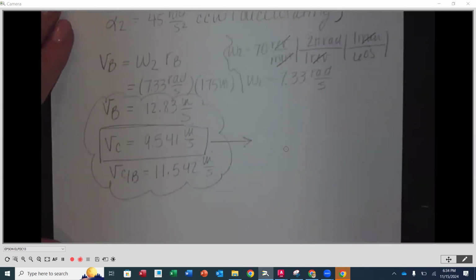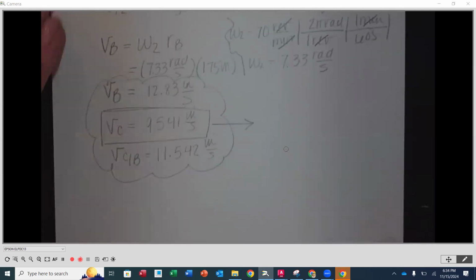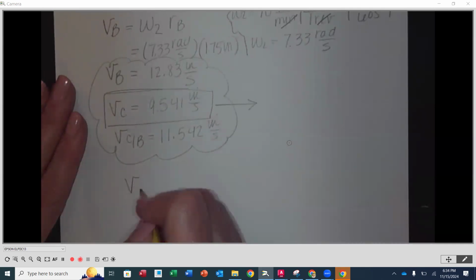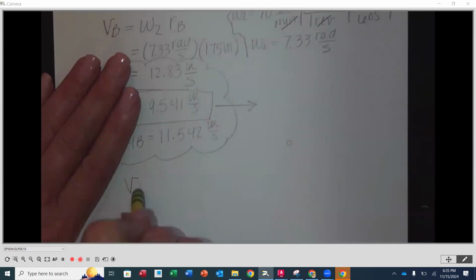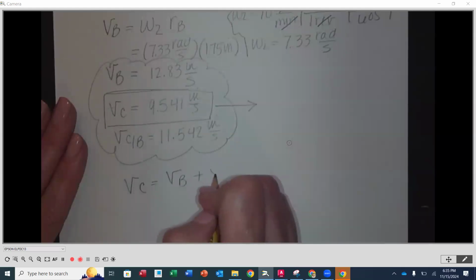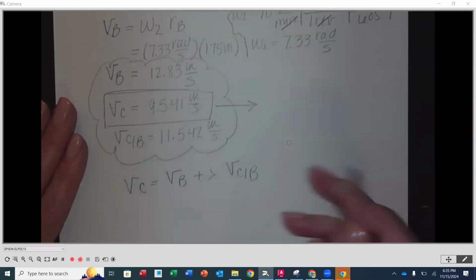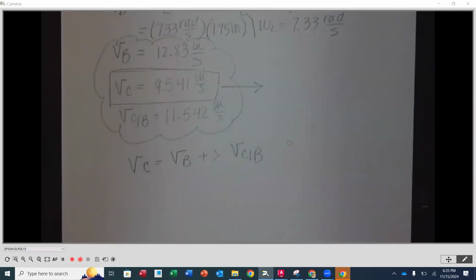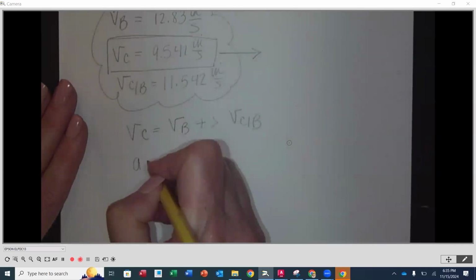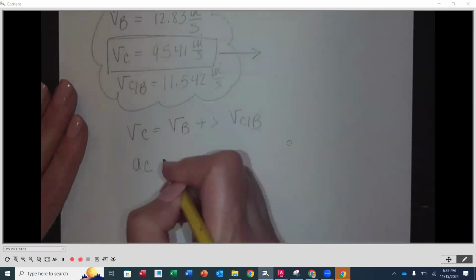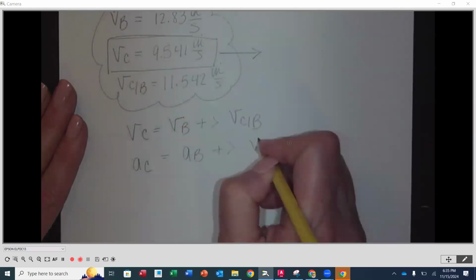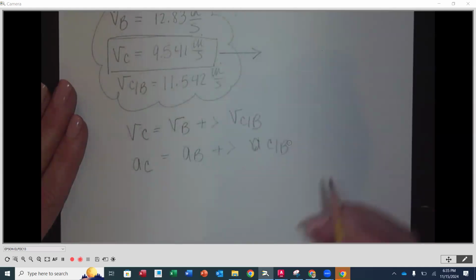Now, we're going to use the same format. I didn't write it down in here, as we did for our relative velocity. So our relative velocity equation was the velocity of C is equal to the velocity of B plus vectorially C relative to B. Okay, and we wrote that on the AutoCAD. So now that means that our relative acceleration is going to be the acceleration of C equal to the acceleration of B plus vectorially the acceleration of C relative to B.